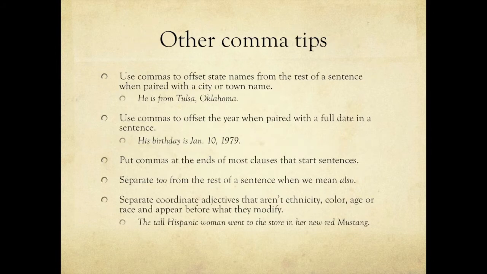All right, some other comma tips for us here. We use commas to offset state names from the rest of the sentence when paired with the city or town name. This is just to remind you how we do that. We use commas to offset the year when paired with the full date in a sentence. And if that full date appears in the middle of the sentence, don't forget the comma that closes off the year. So it would be January 10th, comma, 1979, comma, and then the rest of the sentence.